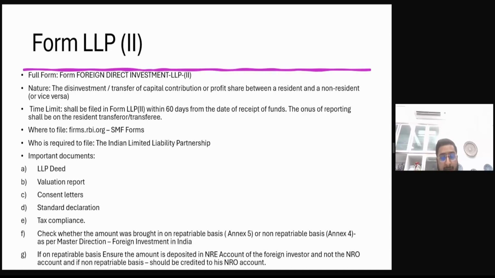So if you have money which has come in on a repatriable basis, ensure you transfer it back to the non-resident in his NRE account only and not his NRO account. If you have received this money on a non-repatriable basis, then you can only transfer it to his NRO account and not his NRE account. If you go to the master directions, we just downloaded the master directions of foreign investment in India. There you will see annexure 4 and annexure 5, and you can go through the same.